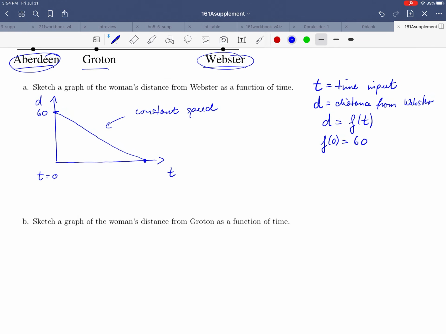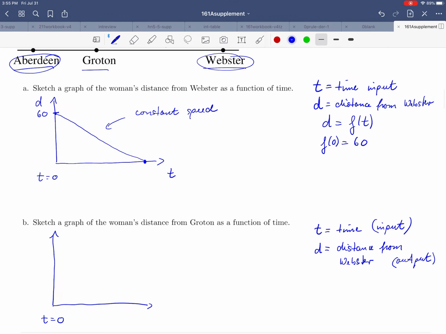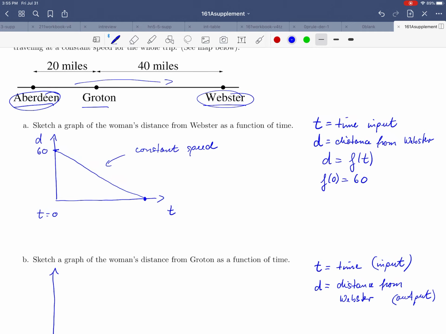In part B, we are asked to sketch a graph of the woman's distance from Groton as a function of time. So in this case, t is still time, still our input, but our output has changed. d now is distance from Groton. And that's our output. So let's see if we can sketch that. The woman still starts in Aberdeen. So at time t equals 0, she is a certain distance away from Groton. And looking back at our map right here, at the beginning, she is 20 miles away from Groton.